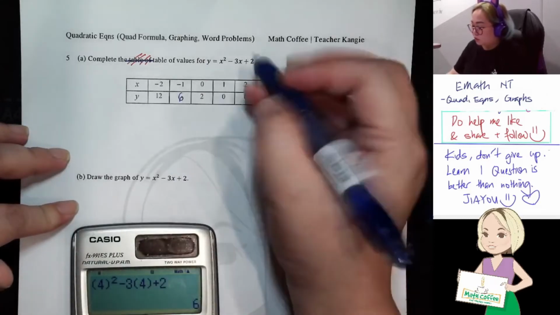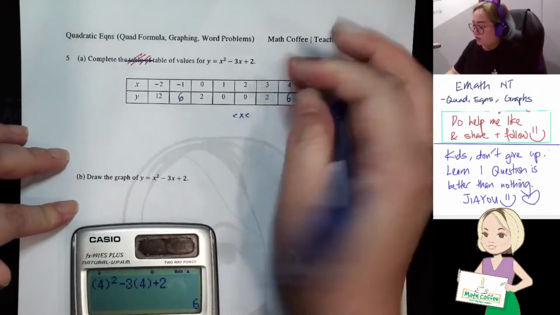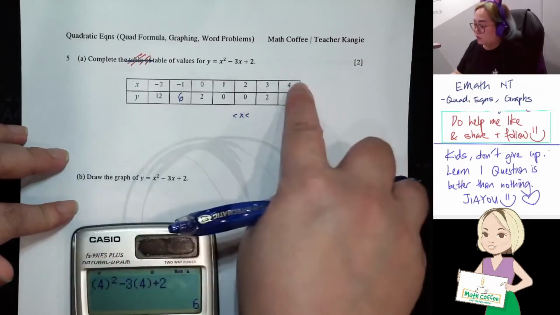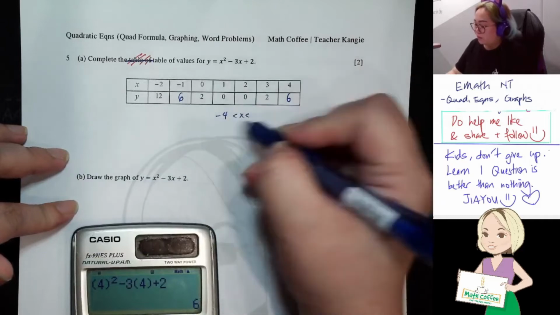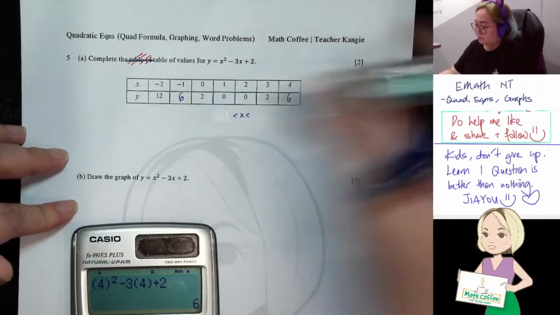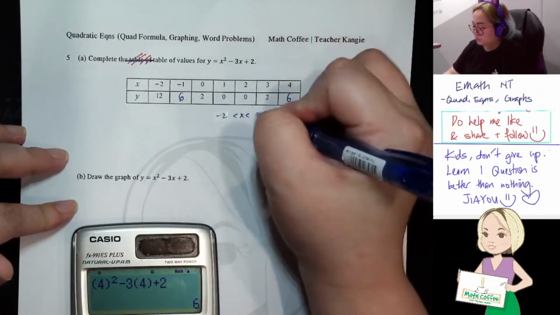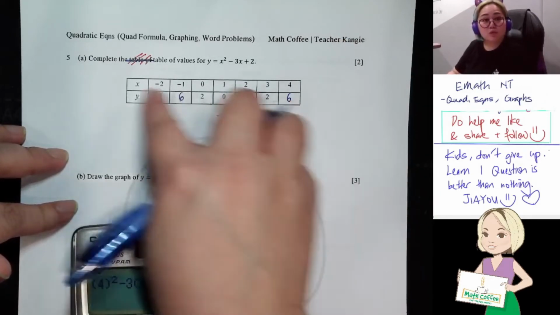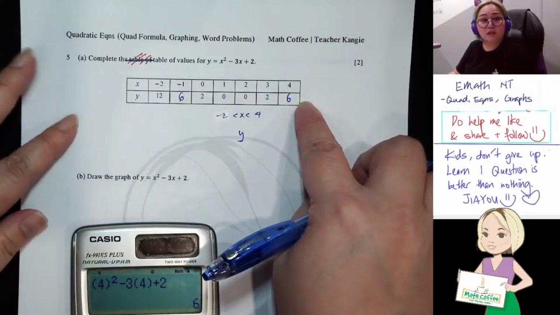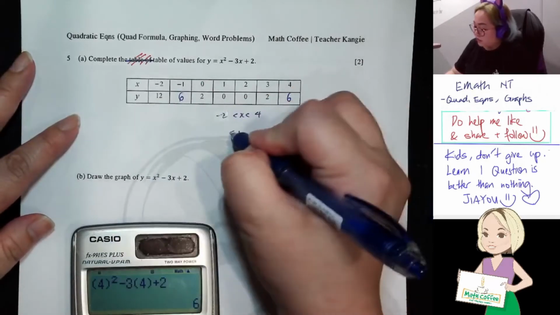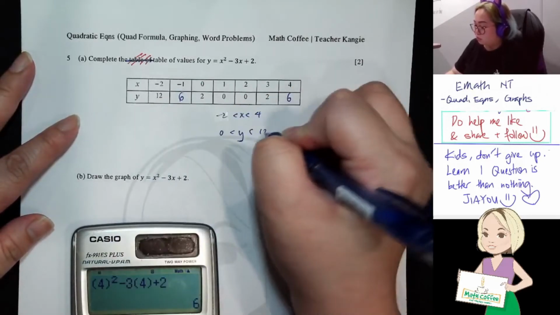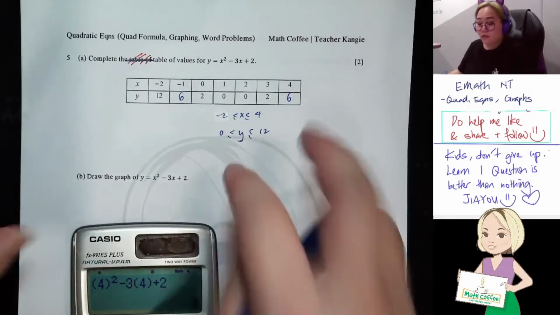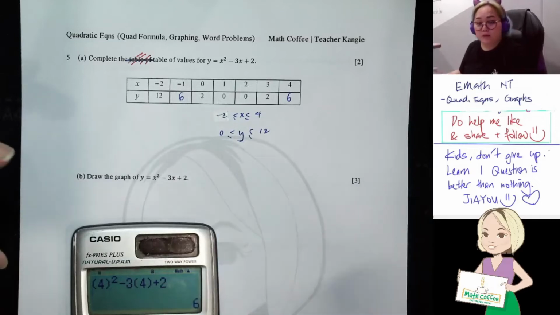What I usually do is I ask myself what my x range is. Let's take a look. My x range smallest is minus 2 to 4. So I know I need to plot from minus 2 to 4. As for the y range, it starts from 0. The smallest is 0, there's no negative value. The highest is 12. So that means my y value is from 0 to 12. With this information, I will be able to plan my drawing.